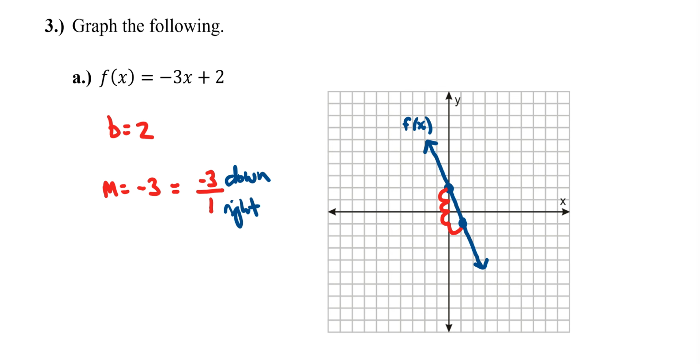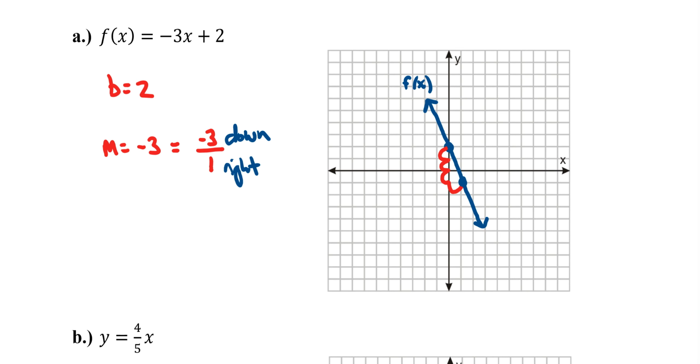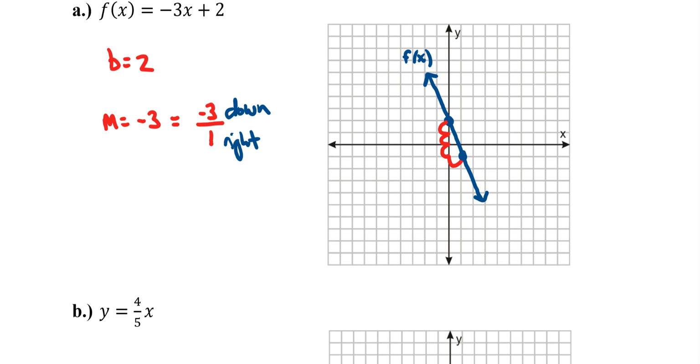So y-intercept is your first point. Use the slope to find the second point. Positive, go up to the right. Negative, down to the right, and that's it. For a line, lines are great to graph because you only need 2 points to graph them accurately.